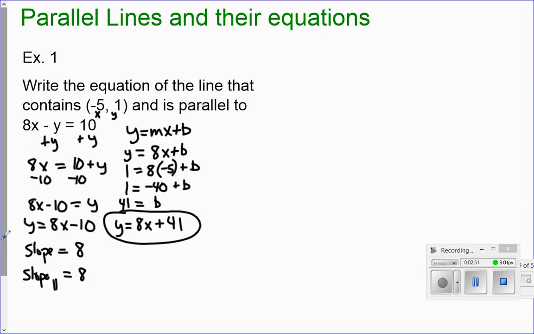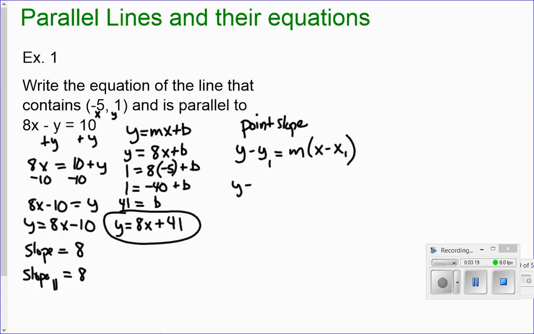Now, I could also use something that you learned in Algebra 1 called point slope. Sometimes point slope's a little easier to use when you have a slope and a point. And point slope, I'll refresh your memory, is y minus y1 equals m times x minus x1. So I'm going to show the same problem using point slope rather than slope-intercept form. So I'm going to substitute the point in, so the y value is 1. So y minus 1 equals, I'll put the 8 in for the slope, x minus, and then x1 is -5.